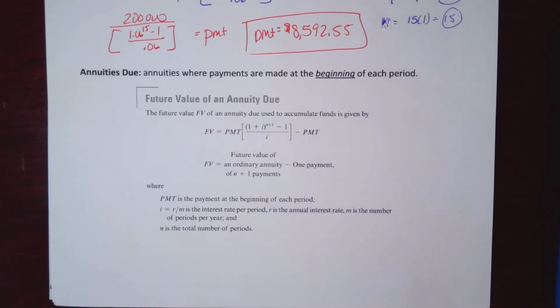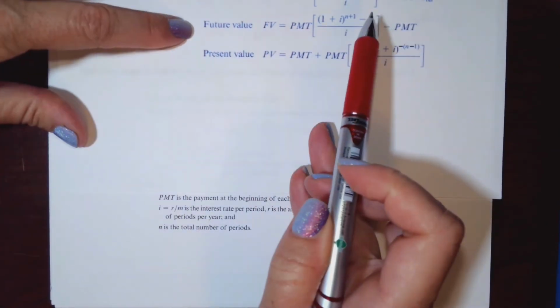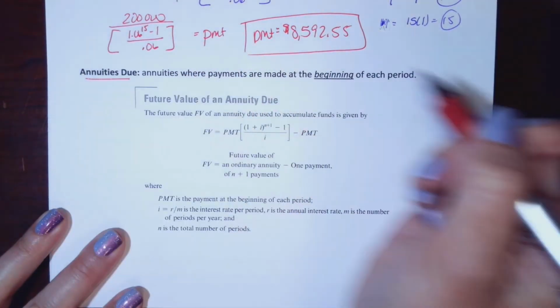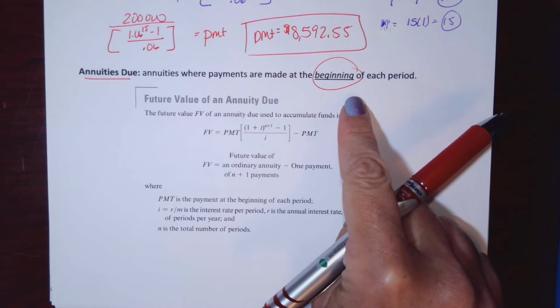All right, annuities due. So we're switching to our other set of formulas, our last two formulas here at the bottom of our sheet. Annuities due, future value and present value. Notice we're just focusing on future value today. Annuities due are when payments are made at the beginning of each period. So before they start calculating things, you're making the payment.